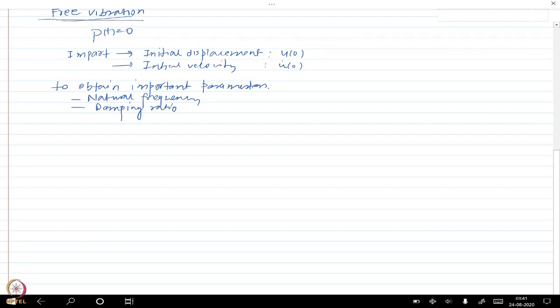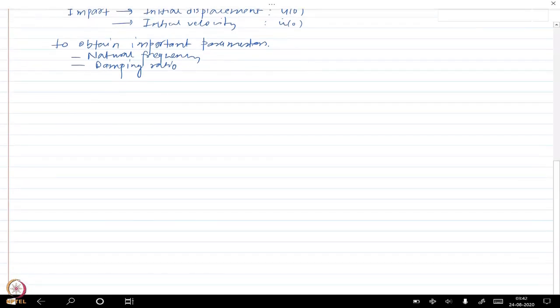So it becomes very imperative that we obtain the analytical solution for the free vibration of a system. The first thing we are going to do in this chapter is undamped free vibration, and then we will go on to discuss damped free vibration. So first, undamped free vibration. Remember, free vibration means P(t) is equal to zero, and undamped means C is equal to zero.